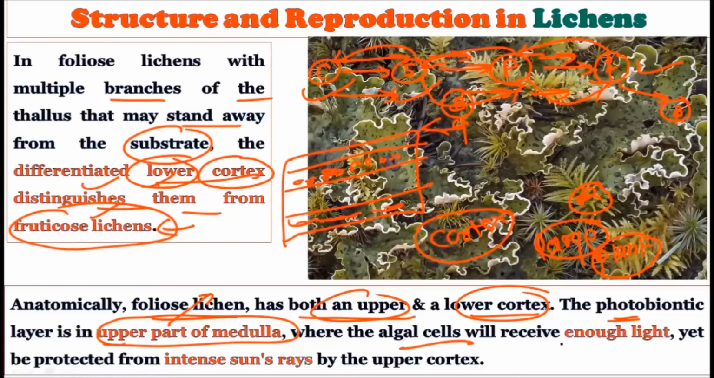Okay, where the algal cells receive enough light, and yet they are protected from the intense sunlight by the upper cortex. So this upper cortex is protecting them from the intense sunlight, but they are still receiving some moderate light in order to perform photosynthesis. So there is a clear-cut differentiation, very well developed upper cortex, very well developed rhizine, and by using the rhizine there is an uplifting of the foliose leaf-like lobes above the ground, and all these are doing photosynthesis in a very advanced way. So the Foliose lichen can be considered as the most advanced lichen when we compare them with all the other three lichens.